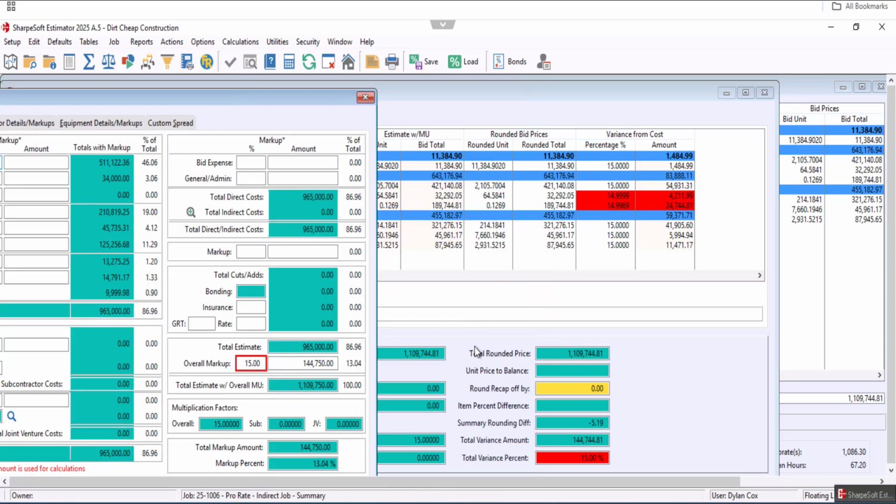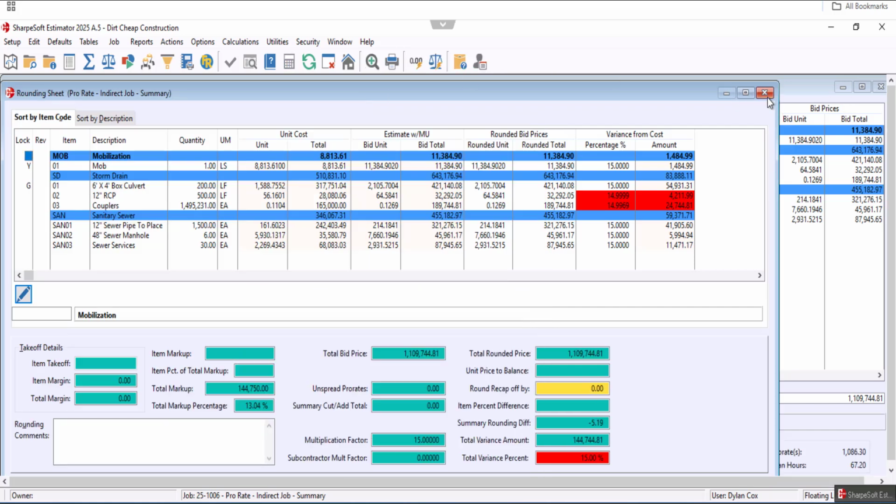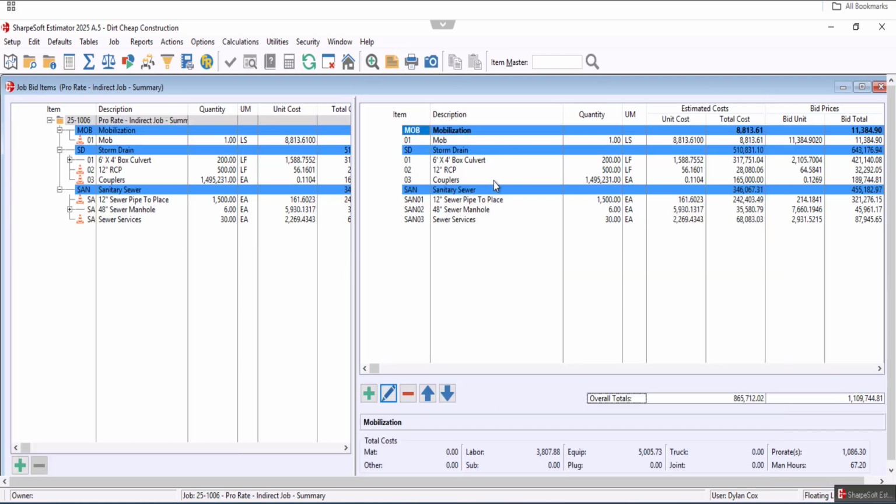So we have a total rounded price of our job before we go into anything of $1,109,744. And if we have the total estimate with the overall markup for the summary sheet, we have $1,109,750. So that is a discrepancy of about $5. The reason for that is this couplers item with a million in its quantity.